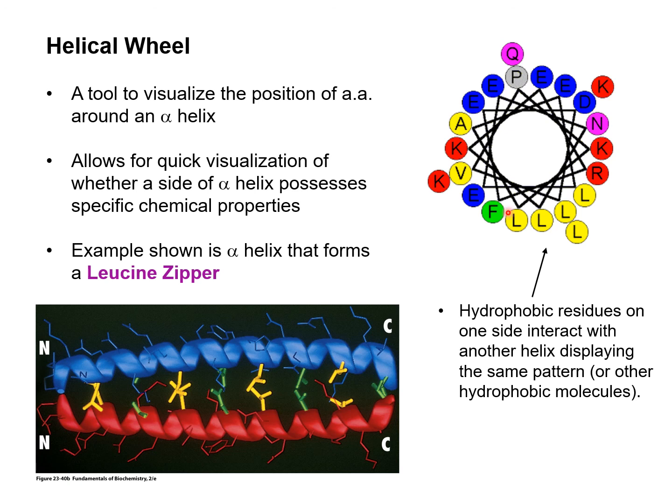When you look at the helical wheel for that leucine zipper alpha helix closely, you can see the hydrophobic residues such as leucine on one side, to interact with another helix right here that displays the same pattern. So leucines will be on the one side. Those two hydrophobic sides can interact with each other to make something like a zipper, with a strong interaction to hold them together.